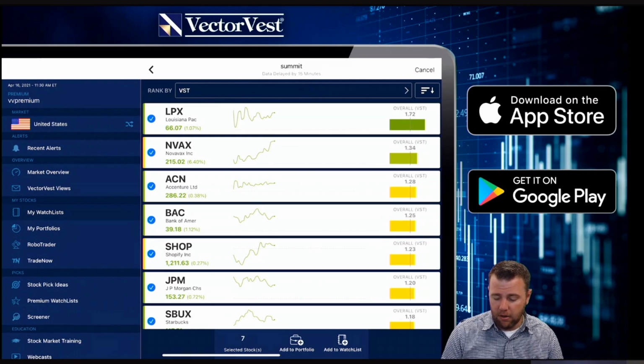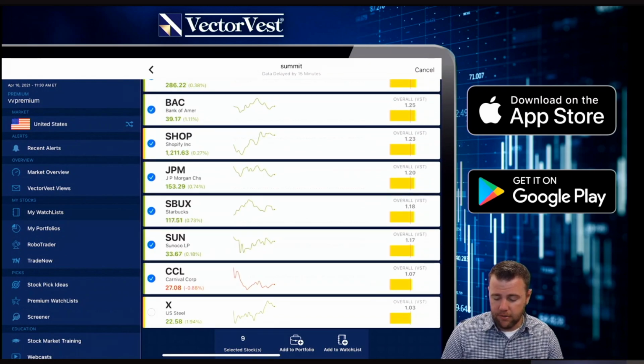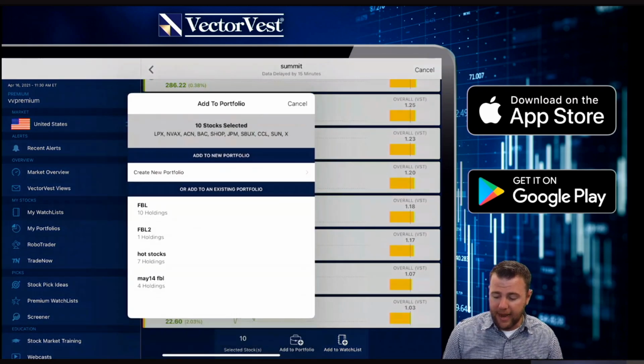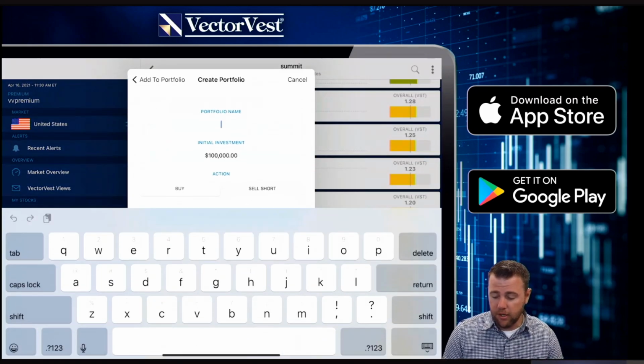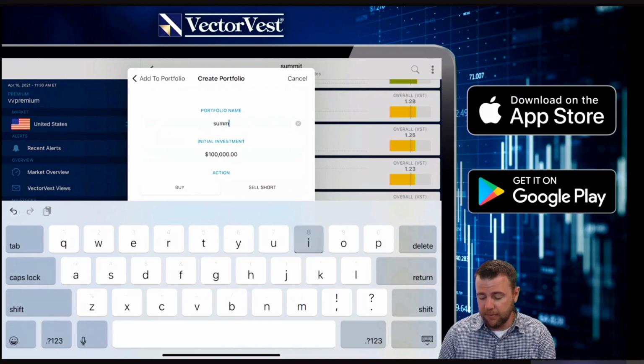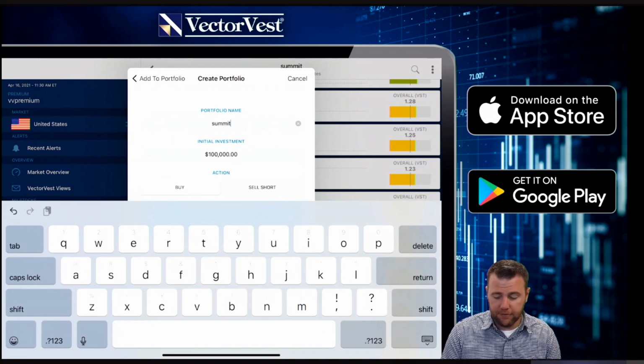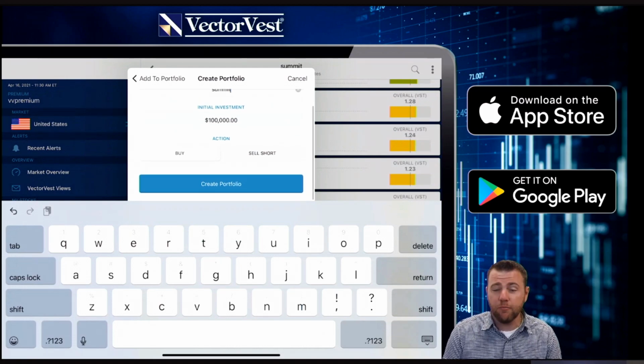We highlight all the stocks in our portfolio. And you notice at the bottom, add to portfolio. So we tap on add to portfolio, create a new one. We'll call this Summit. Initial investment amount, I'm not really going to change that because this is more for demonstration to show you guys how easy it is and how quickly you can do this. But buying them, we're not going to be shorting these stocks.